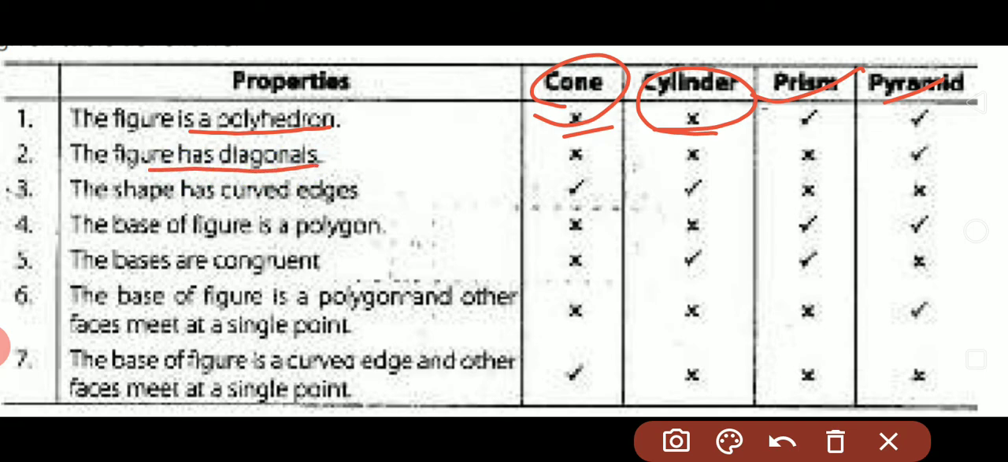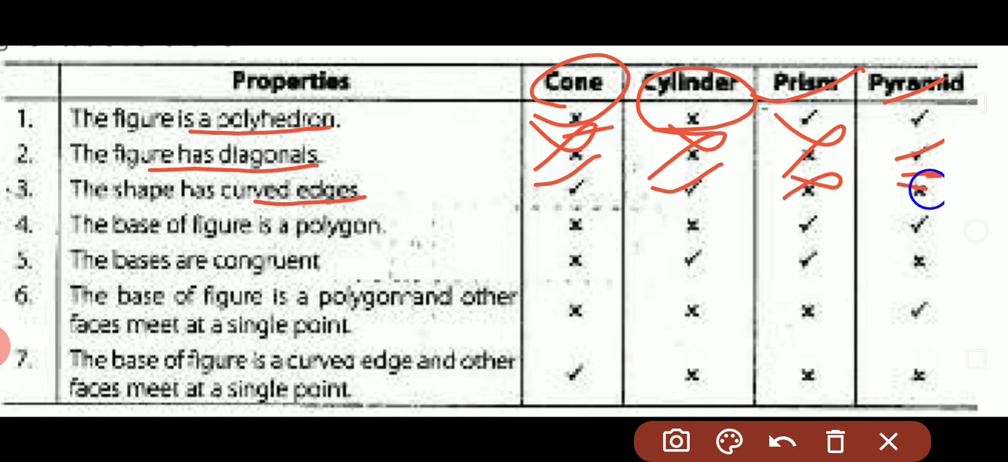The figure has diagonals. Cone does not have any diagonal. Cylinder does not have any diagonal. Prism also does not. But a pyramid, if it is a square pyramid, the base is a square, so it can have a diagonal. The shape has curved edges. Yes, cone has curved edges, cylinder has curved edges, but pyramid and prism are made up of polygons. So polygons do not have any curve.